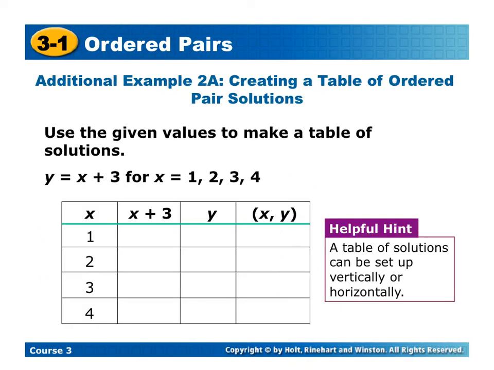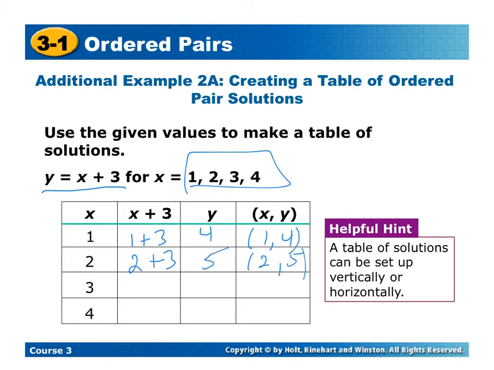Now, from equations, we can actually create tables which are going to be useful when we get to graphing. So here, we want to use the equation y equals x plus 3 for these values, and we're going to put them in the table to create ordered pairs. So what this is saying is if we have x is 1, it would be 1 plus 3, which would be 4, so our ordered pair would be 1, 4. This would be 2 plus 3, which would be 5, so the ordered pair would be 2, 5.